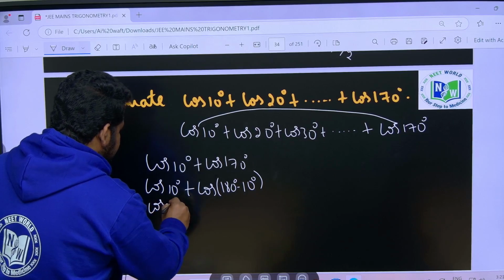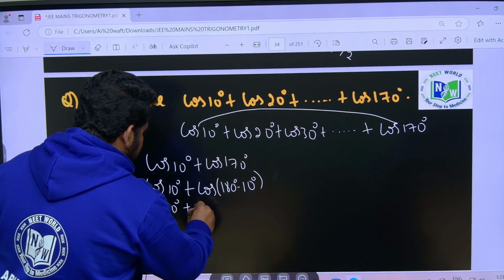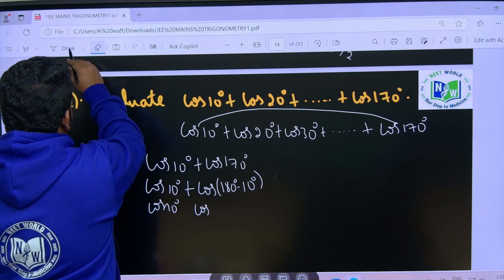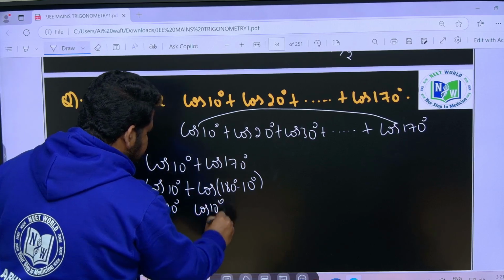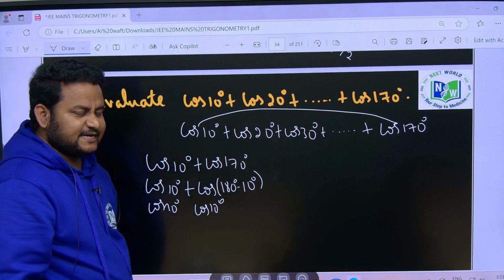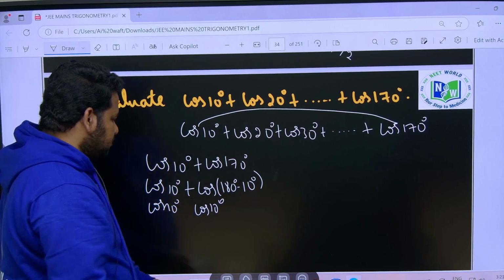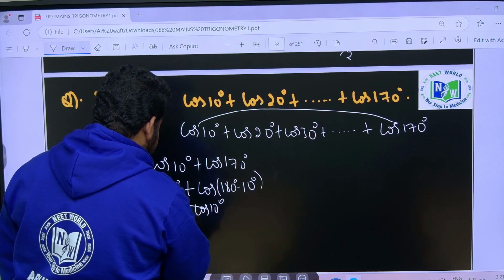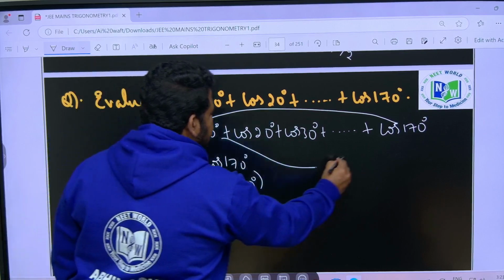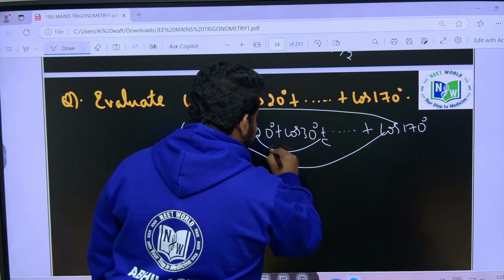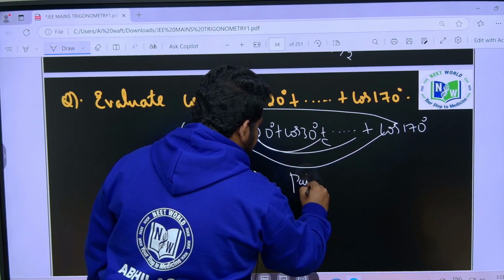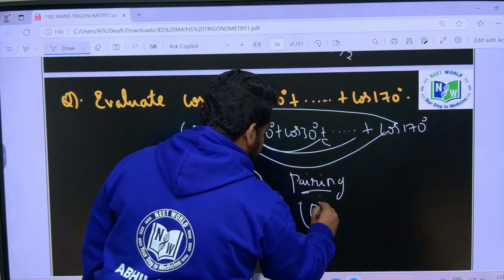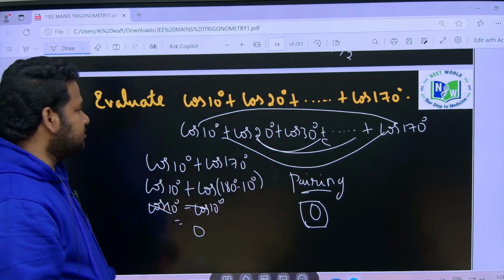Cos 10 degree plus cos, let us look at the sign. Again it will remain cos 10 degree. But what about the sign? Cos of 180 minus 10 is in the second quadrant. In the second quadrant only sin is positive, so here cos will be negative. Cos 10 degree minus cos 10 degree will be 0. By pairing all of them like this, you will get the answer as 0. Got it, friends? The answer to this question is 0.